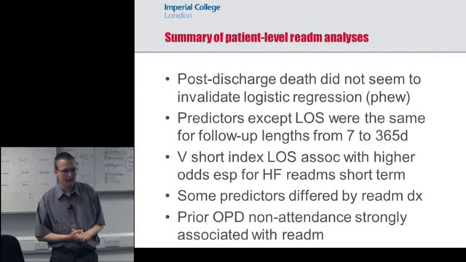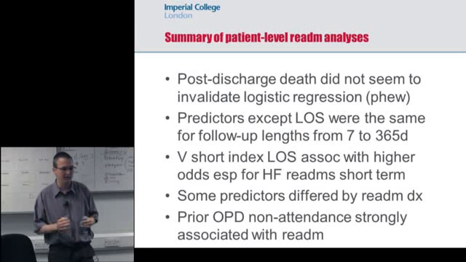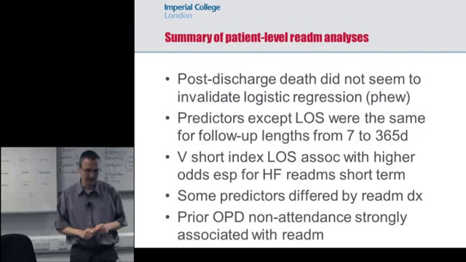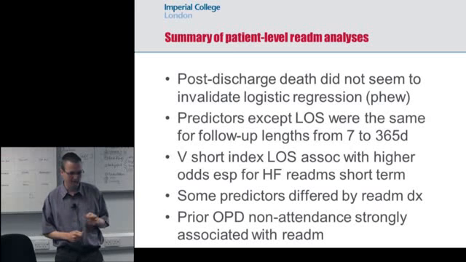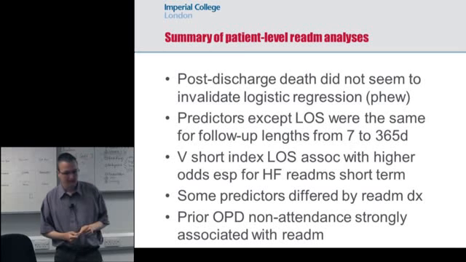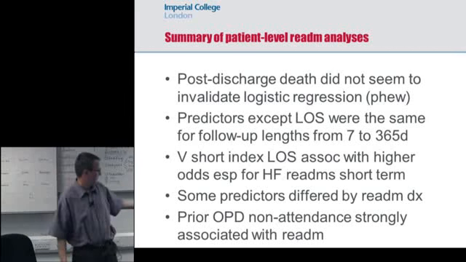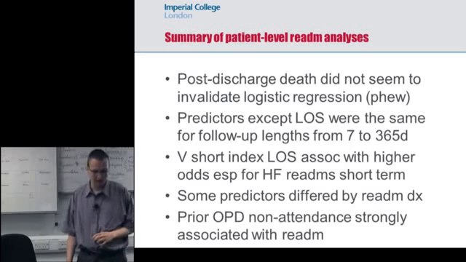The predictors, apart from length of stay, as I mentioned, were the same over time, so the table I presented was just for 30 days, but it actually doesn't matter, in terms of the predictors, whether you look at 7 days or 365 days. Very short index length of stay looks like bad news. There's a little bit of a revolving door for those very short length of stay folk. Some predictors differ by readmission diagnosis. And if you've missed an outpatient attendance before, then that's quite a strong association with readmission.